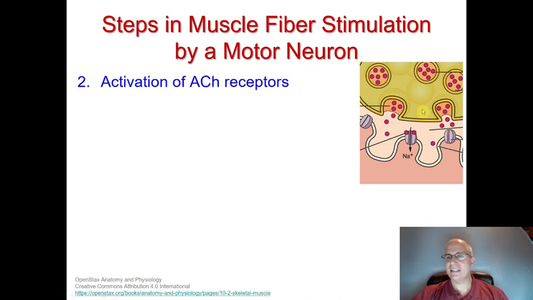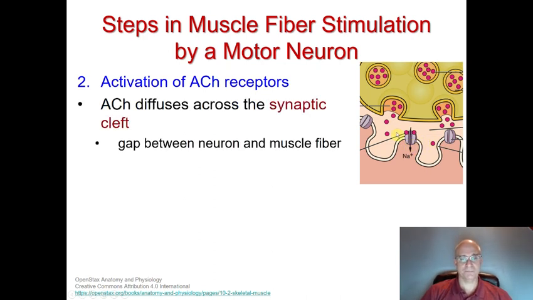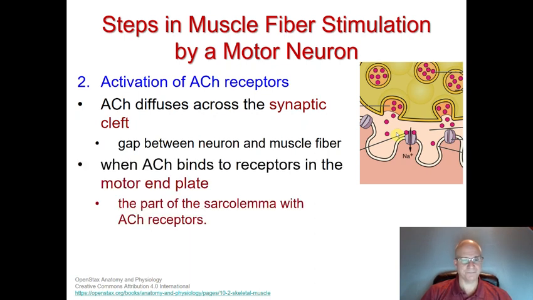So you can't see it in the picture here, but calcium was released into the synaptic terminal when the action potential reached here. That caused these vesicles to fuse with the synaptic terminal. They break open and acetylcholine is going to be released. Step 2, the acetylcholine is then going to diffuse across the synaptic cleft and bind to our receptors here. Okay, again, the synaptic cleft being the gap in between the motor neuron and the muscle fiber.